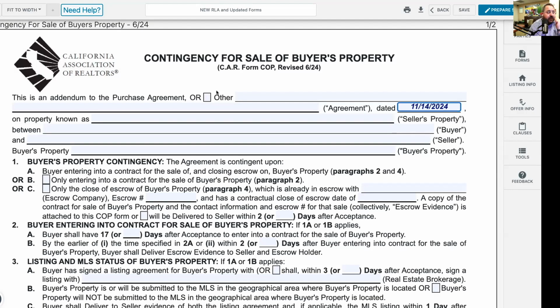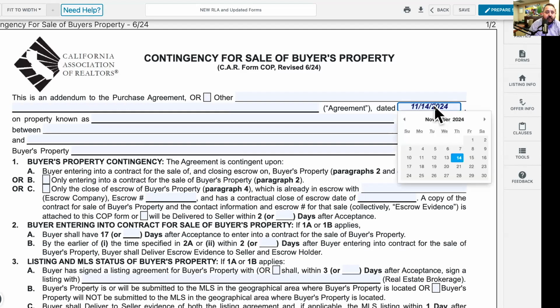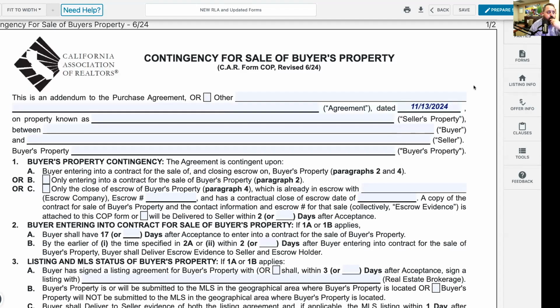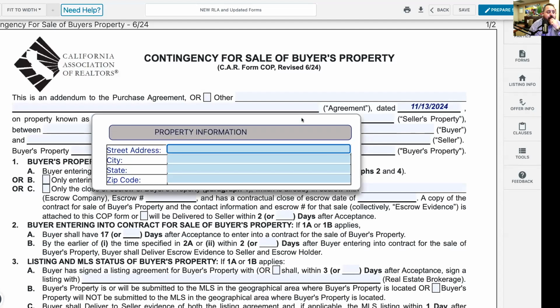Okay. Whatever the document is that I'm attaching this to, it's the date that the document was created, not the date that this document was created. Right. So, for example, the purchase agreement, I wrote it yesterday, then this date would be yesterday's. It's the purchase agreement for yesterday. Okay. This is the property address of the property I'm writing the offer on.